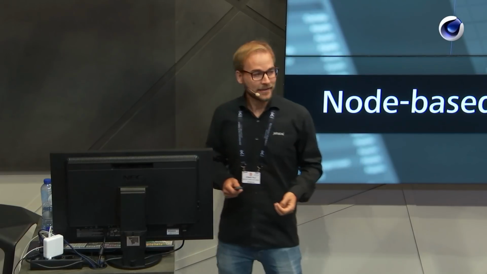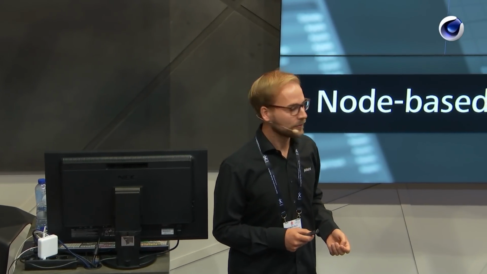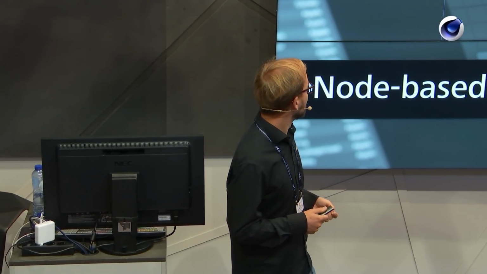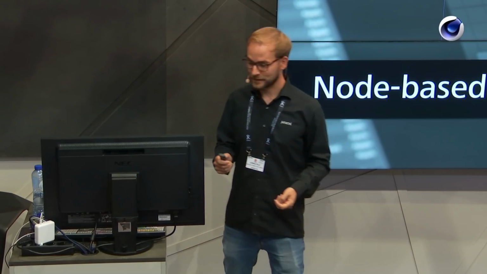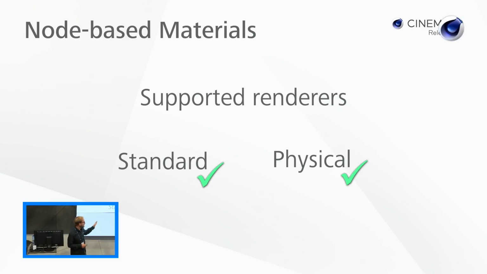Next topic. One thing that was requested by our users for a long time, and now we have it inside of Cinema for the Release 20. I'm talking about node-based materials. So finally, the power of nodes comes to Cinema 4D. The fully supported renderers are standard and physical renderer. ProRender is also supported, but it will bake all textures. So some of the effects are not possible to achieve, but this is why I have this slide here. The completely supported renderers are the standard and the physical renderer.